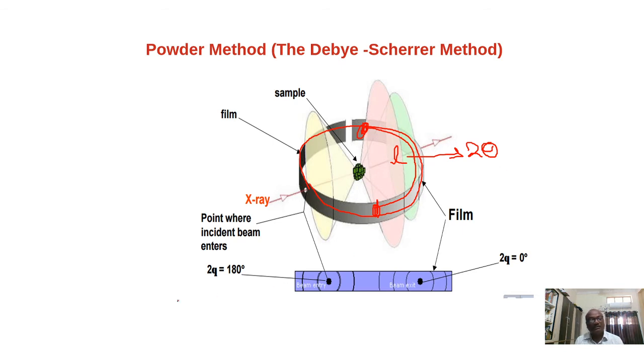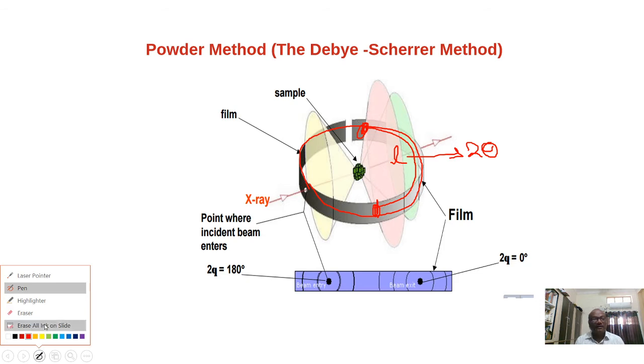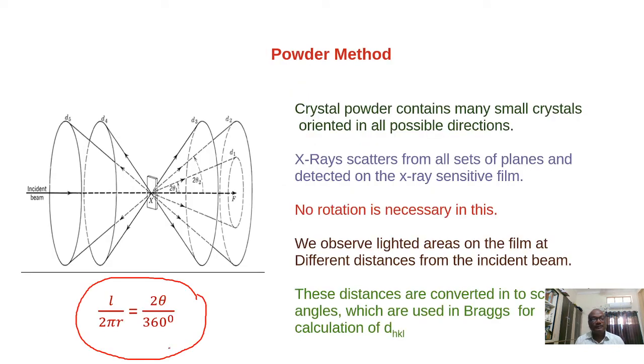Now what are we calculating? The ratio between L and 2 pi r. Similarly, we calculate the ratio between 2 theta and 360. Both of these are equal. So this is the equation to convert the distances recorded on the photographic film into angles. The formula is L divided by 2 pi r. L is the distance recorded between two spots of the X-rays. 2 pi r is the total circumference of the photographic plate. That is equal to 2 theta, where theta is the angle of incidence.